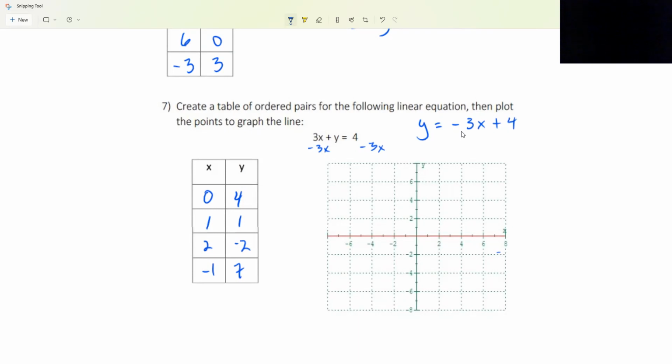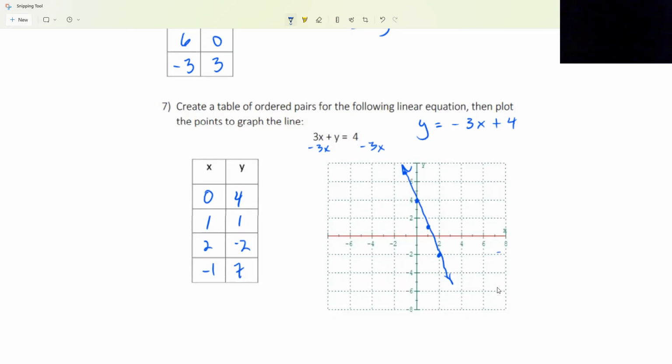So let's start off with 0, 4. Here's 0, and I'm going to go up to 4. Then there's 1 and 1, so I'm going to go over here and then up there. Then 2 and negative 2: let's go over to 2 and down to negative 2. That's a point. And then you've got negative 1 and 7. If I go over to negative 1 and then go up to 7, my point's about right there. You can kind of see how they make a line. They're all pretty much in a straight line, not that you can tell when you connect the dots like that, but that's what it is.